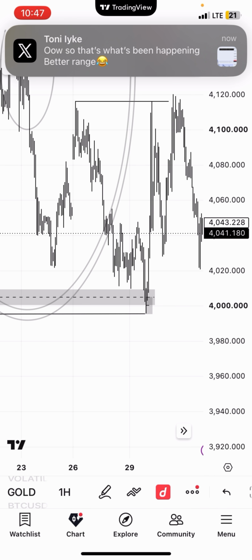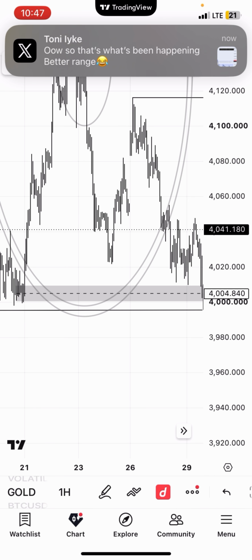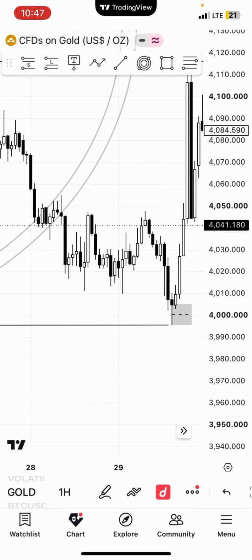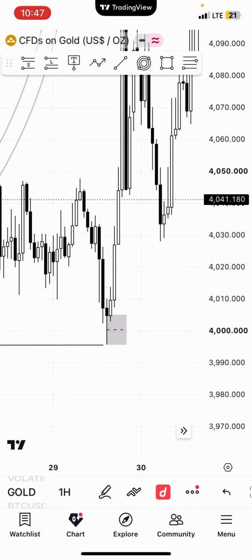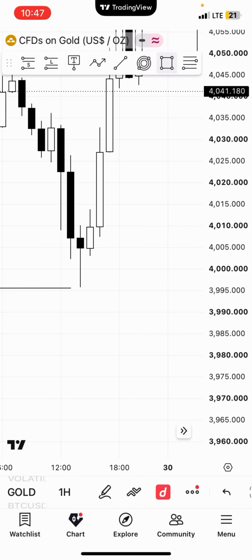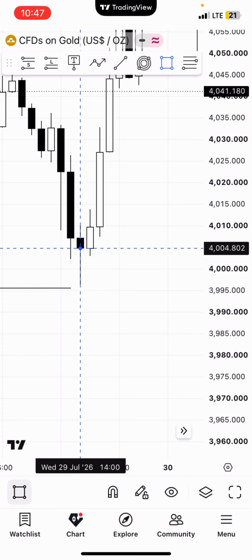So this is where I'm taking my entry. I can take direct entry from this zone, but I choose not to take direct entry. I wait for price to come into these zones.